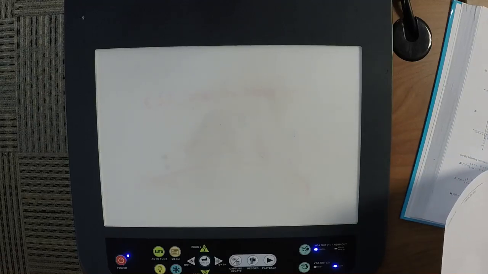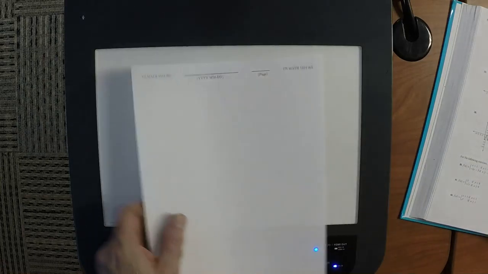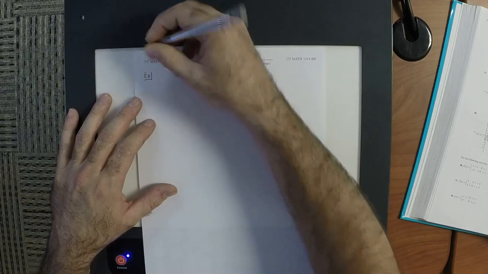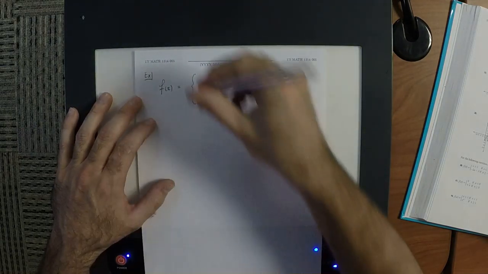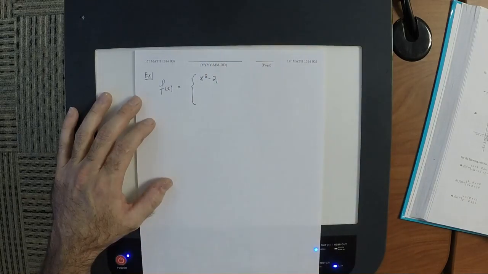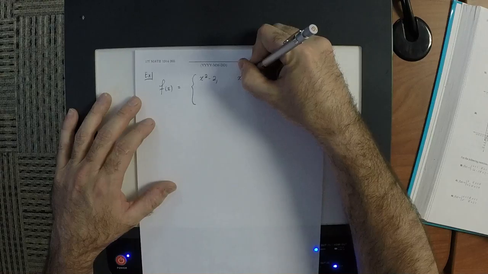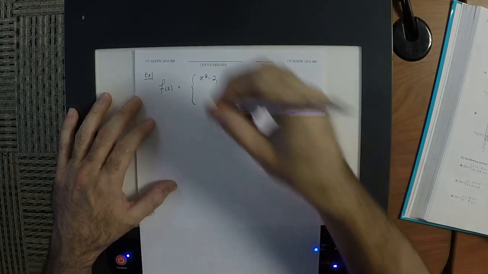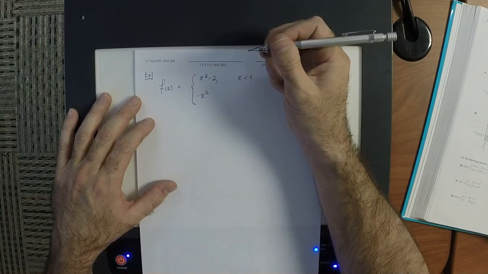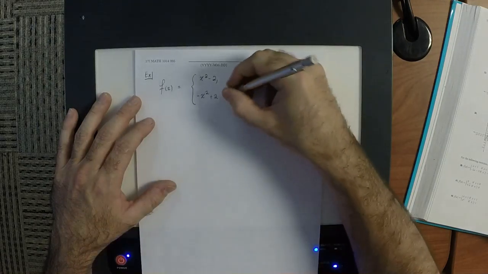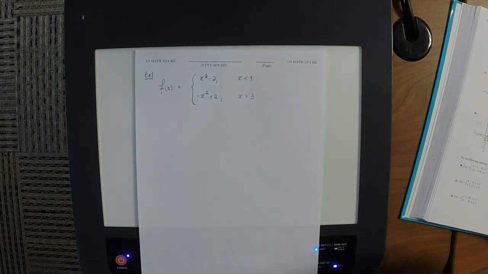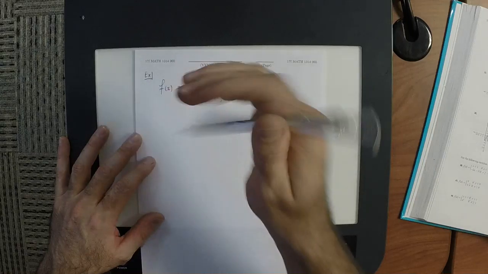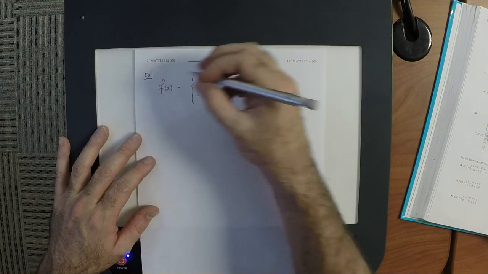So how about this one? F of x is the following piecewise defined function. It is x² - 2 if x is less than 1. And it is -x² + 2 if x is more than 3. Okay. So here's my question. What is the domain?